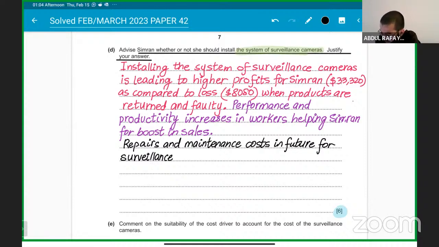अगर ये सिस्टम इंस्टॉल कर लें तो इसका क्या नेगेटिव, ये तो मैंने पॉजिटिव पॉइंट्स बता दी ना, दीज आर द पॉजिटिव पॉइंट्स, राइट? कि आई एम टेलिंग द रेड एंड द पर्पल कलर सजेस्ट कि व्हाई सिमरन शुड इंस्टॉल द सिस्टम. Now in the black one I'm writing why Simran should not install the system. So there might be extra costs such as repairs and maintenance cost. Anyone else? Let me know. Getting it?